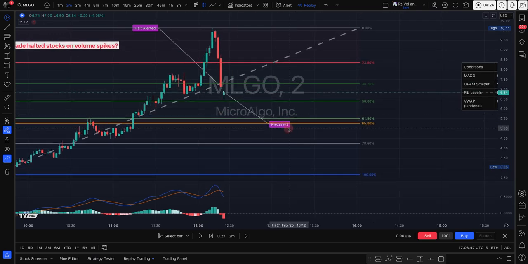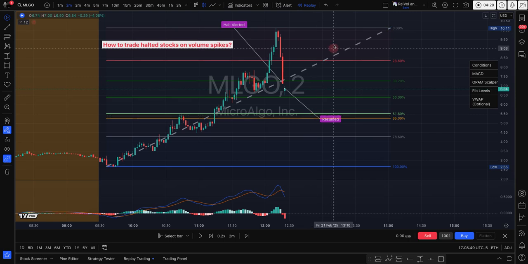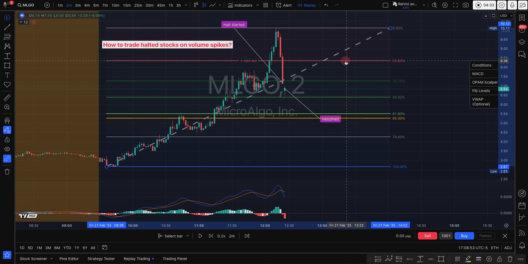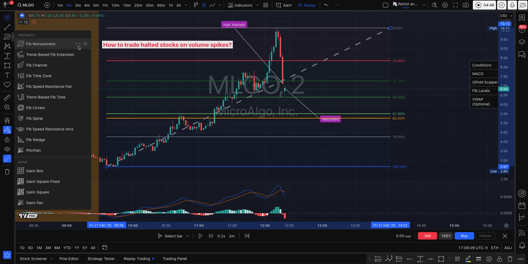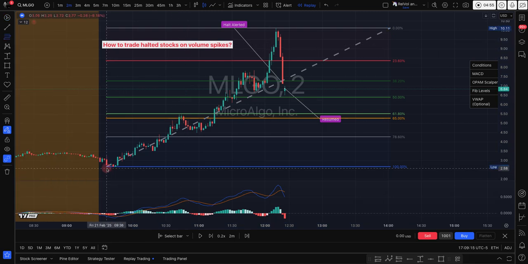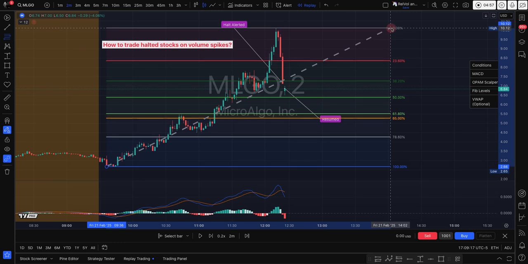Now, this indicator is fib retracement, which is a free indicator that you can pick here, in this area. You click that one, and this is the indicator you need, fib retracement. You just click it, and then you just draw it like that.